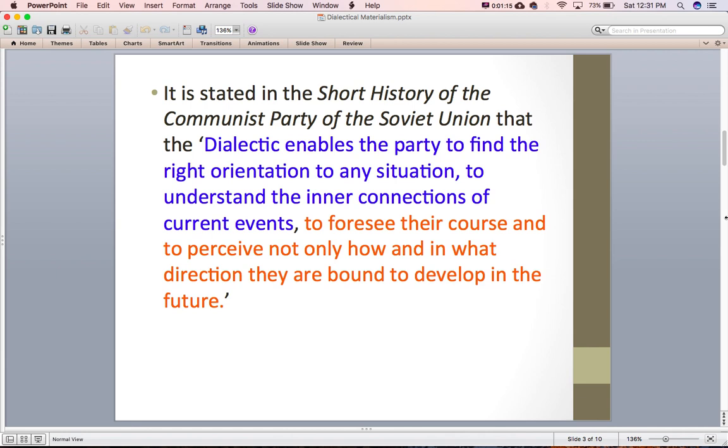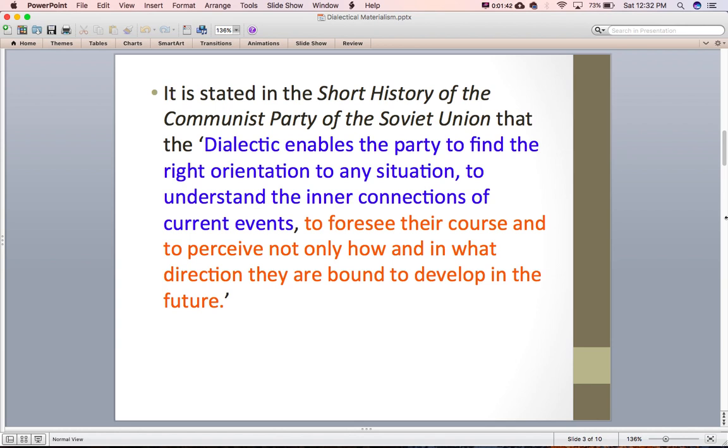Now, it is stated in the short history of the Communist Party of Soviet Union that dialectic enables the party to find the right orientation towards any situation, to understand the inner connections of current events, to foresee their course, and to perceive not only how but in what direction they are bound to develop in the future. Let me explain these lines.